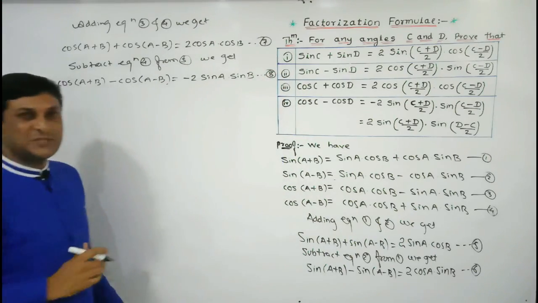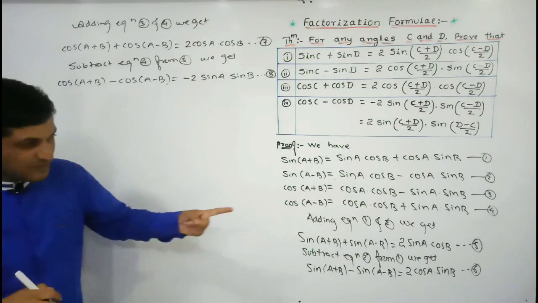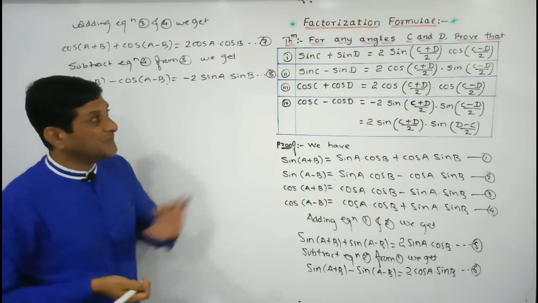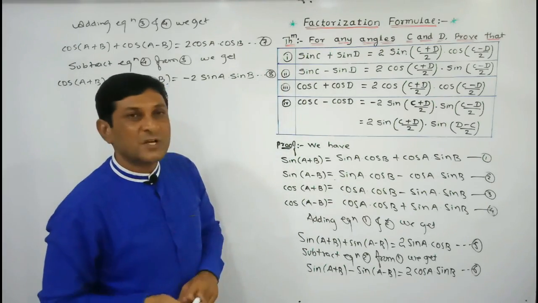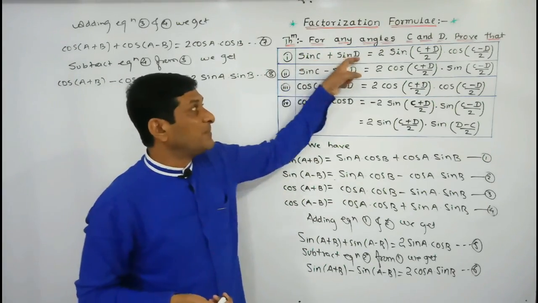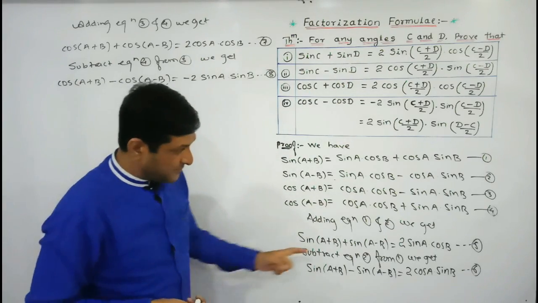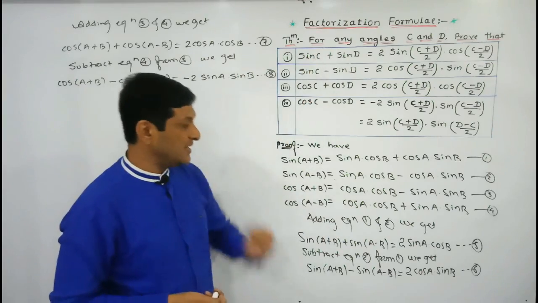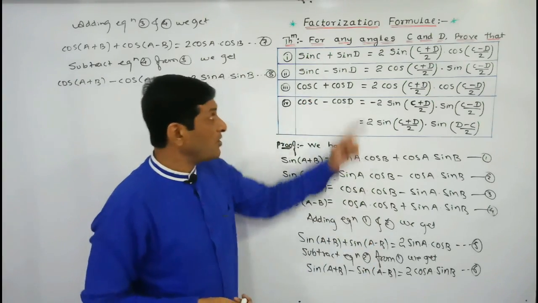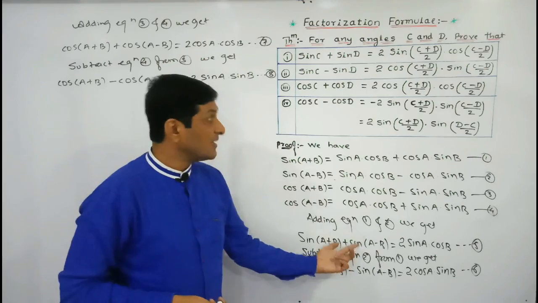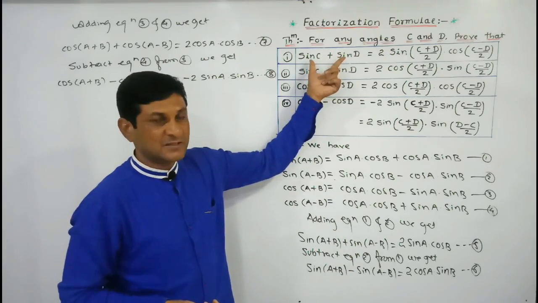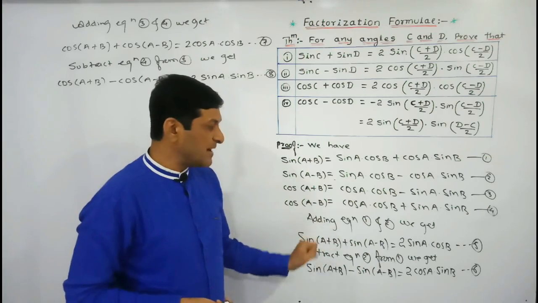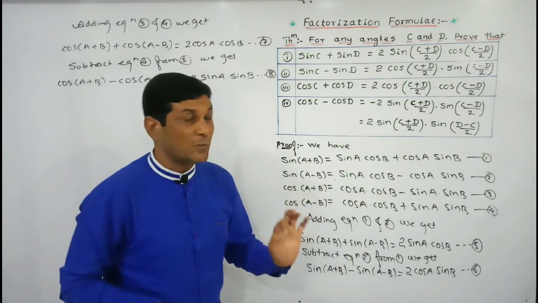Now once equations 5, 6, 7 and 8 are known to us, we will focus on our required result. What is our first formula? Sin C plus sin D. If you observe equation 5, if we are able to replace A plus B by C and A minus B by D, we will get our left hand side, sin C plus sin D. So we simply have to denote A plus B by C and A minus B by D.